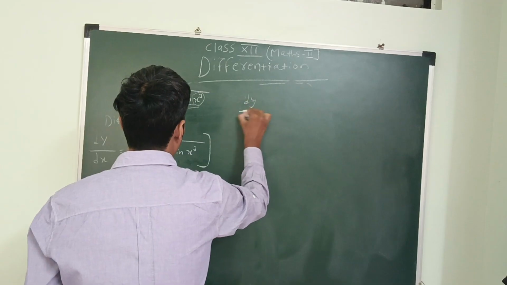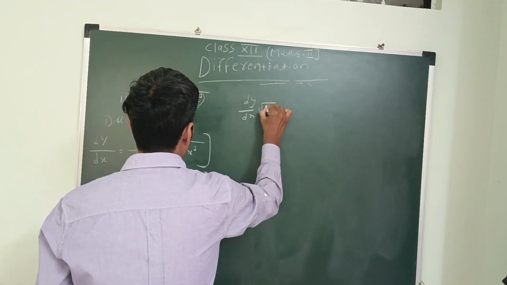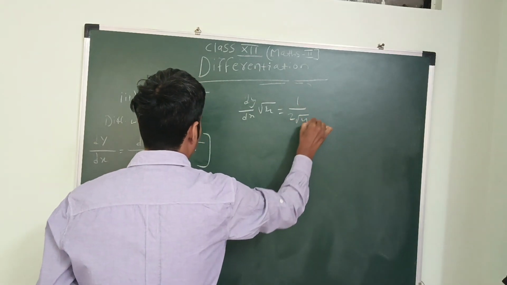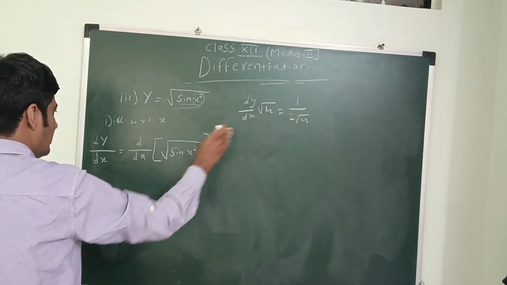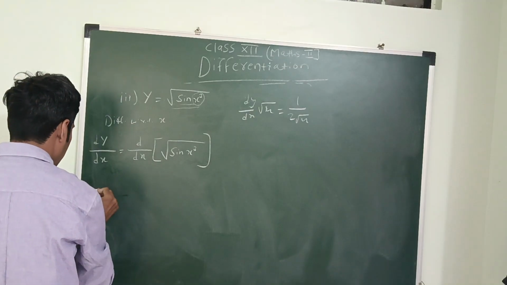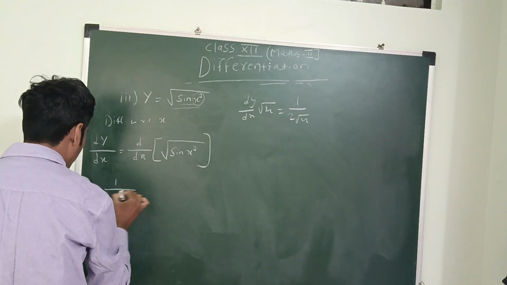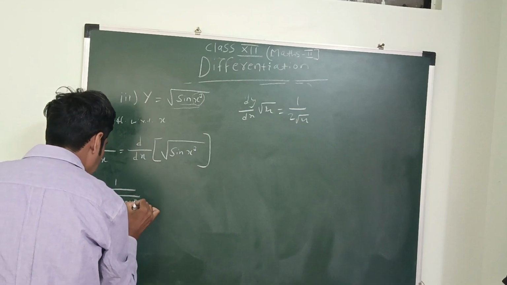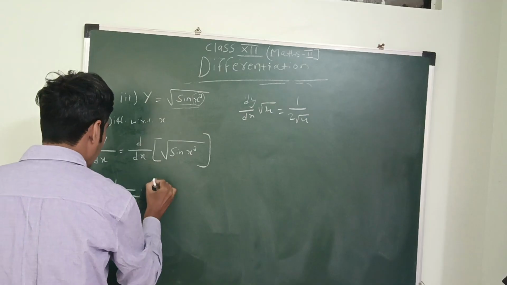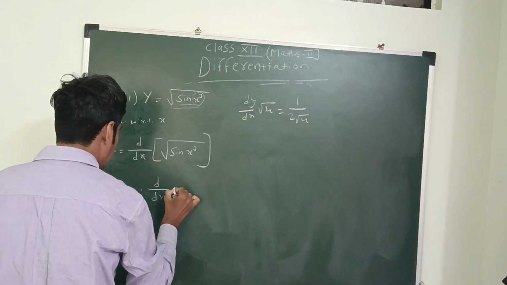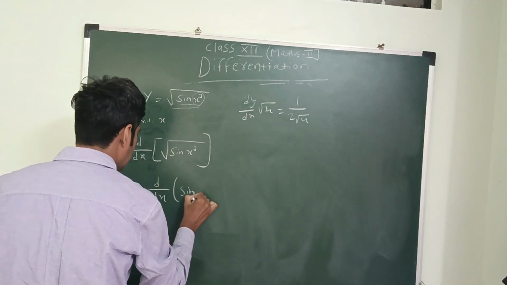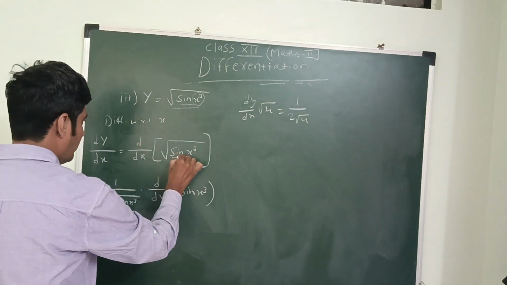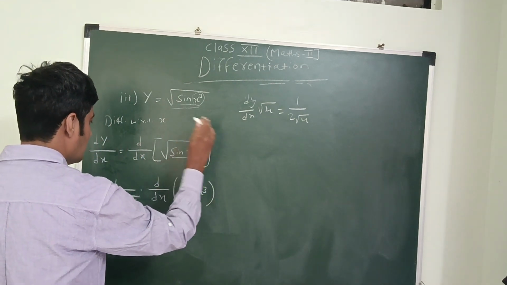What is the derivative of square root of u? It is 1 over 2 root u. So write this equation in this form, which will equal 1 upon 2 root sine x cube multiplied by d by dx of sine x cube. Now the derivation of the inner function sine x cube.